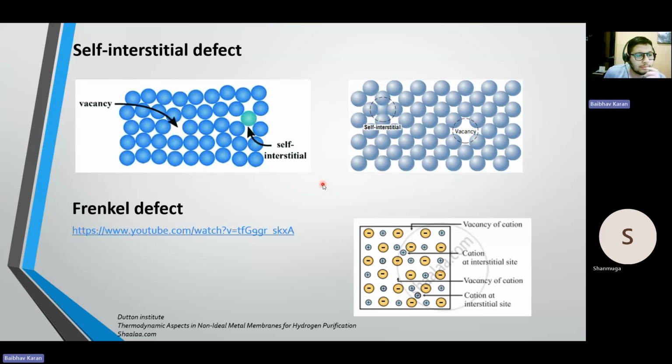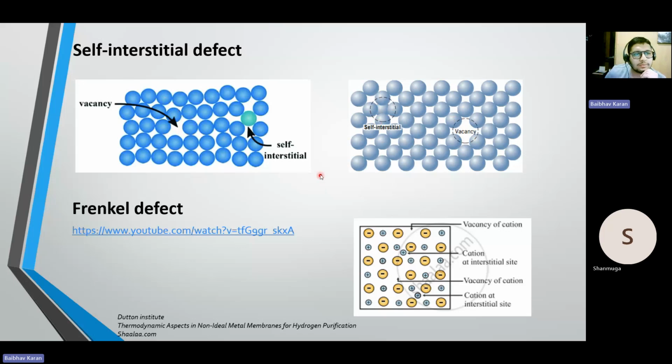Then there is one more defect called Frenkel defect. The Frenkel defect, as I told you, is in ionic solids. And ionic solids, by definition, have two charges. One is positive charge, one is negative charge. And the overall charge of the material is neutral, with the same number of positive charges and the same number of negative charges.